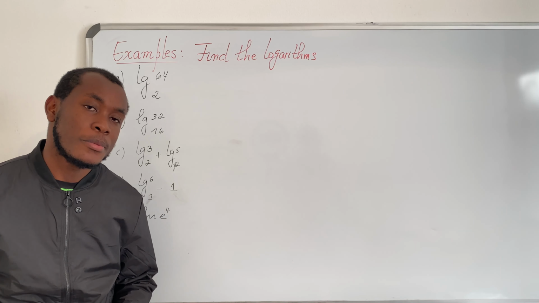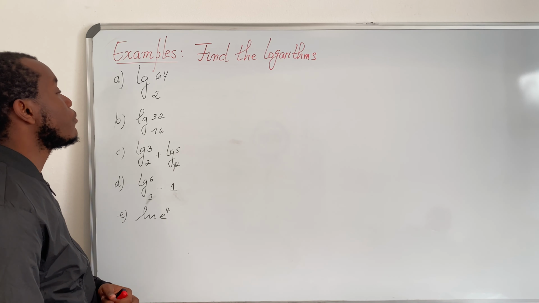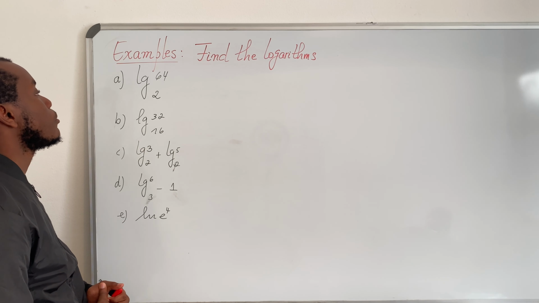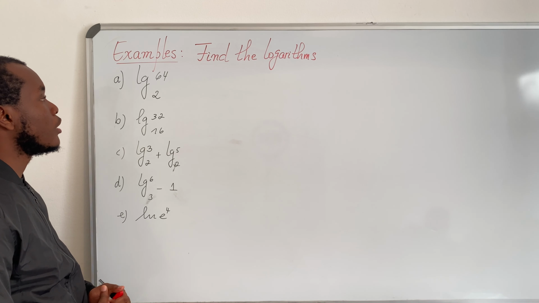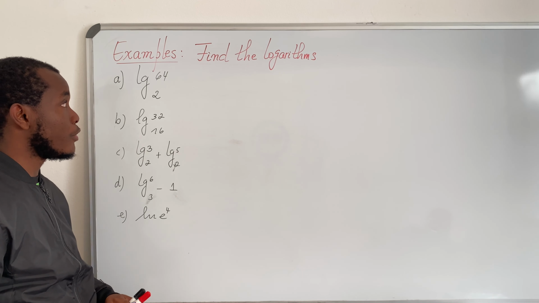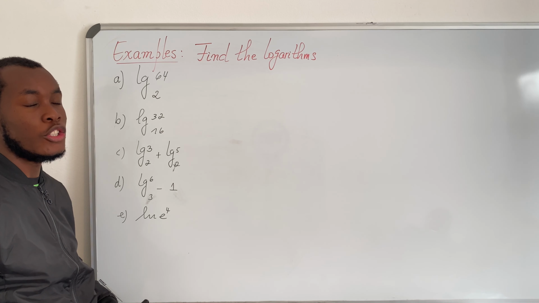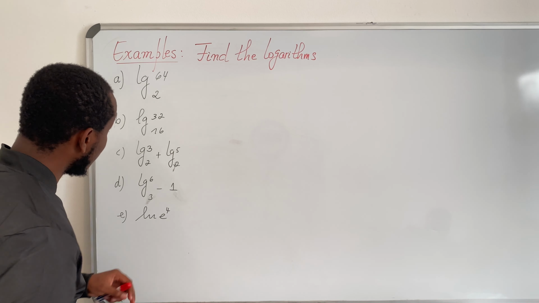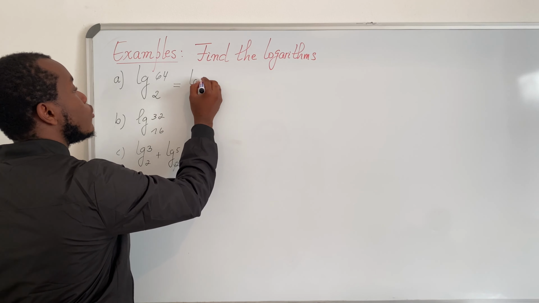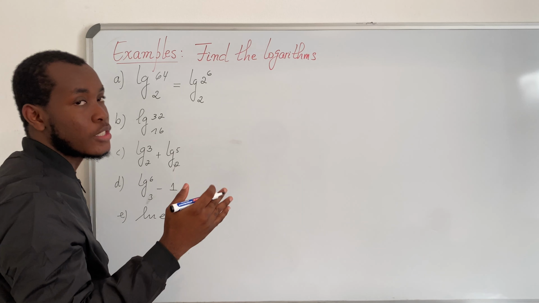Now let's solve some examples based on the rules that we just discussed. Okay, first one. It says to find the logarithms of those numbers. In the first one we have log of 64 to the base 2. How do we do it? The easiest way of solving this exercise is by writing 64 into the base 2. If we write 64 into the base 2, we will have log of 2 to the power 6 to the base 2. 2 to the power 6 is 64.